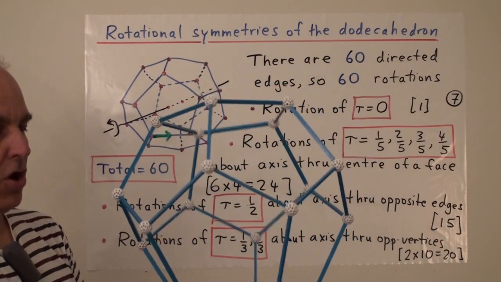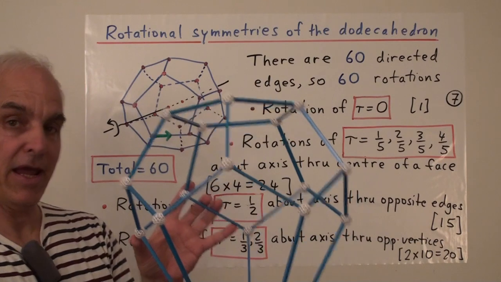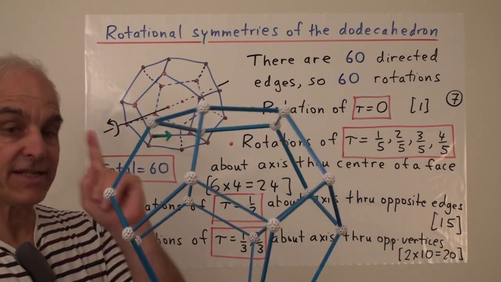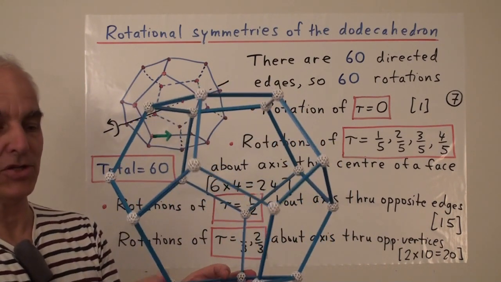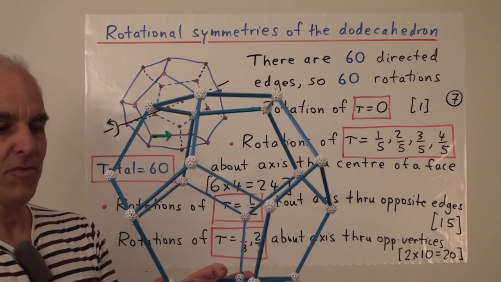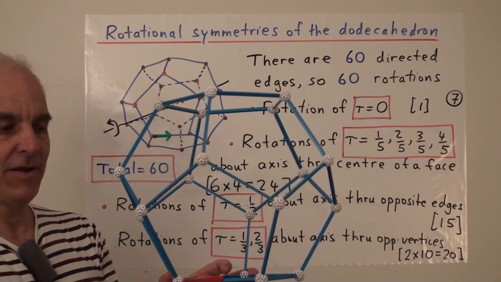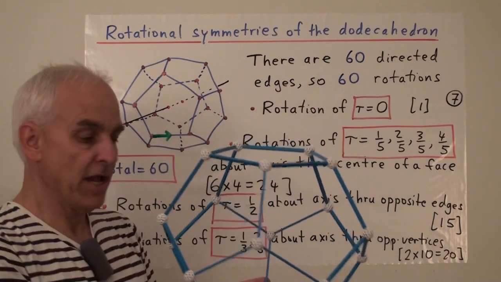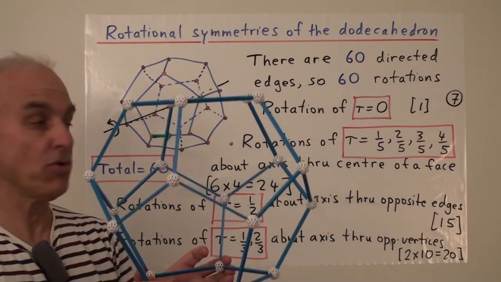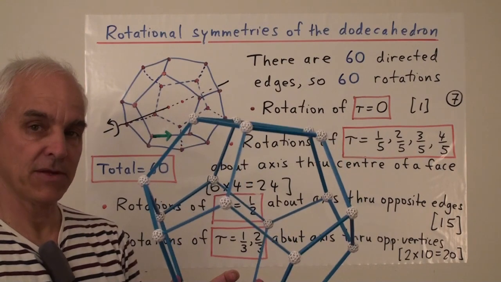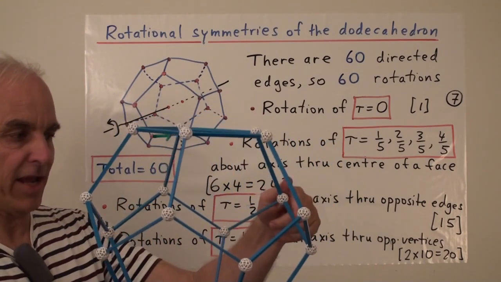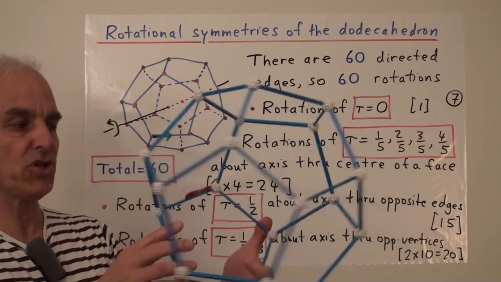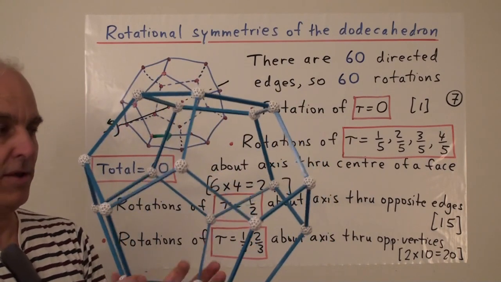Okay, so we've said that there are 30 edges altogether. That means there are 60 possible directed edges. That's one of them. There's another one on this side. So number of edges times 2. So there are 60 directed edges. There should be then 60 rigid motions or 60 rotations. So given any other directed edge, there should be a rigid motion that takes this one to that one.